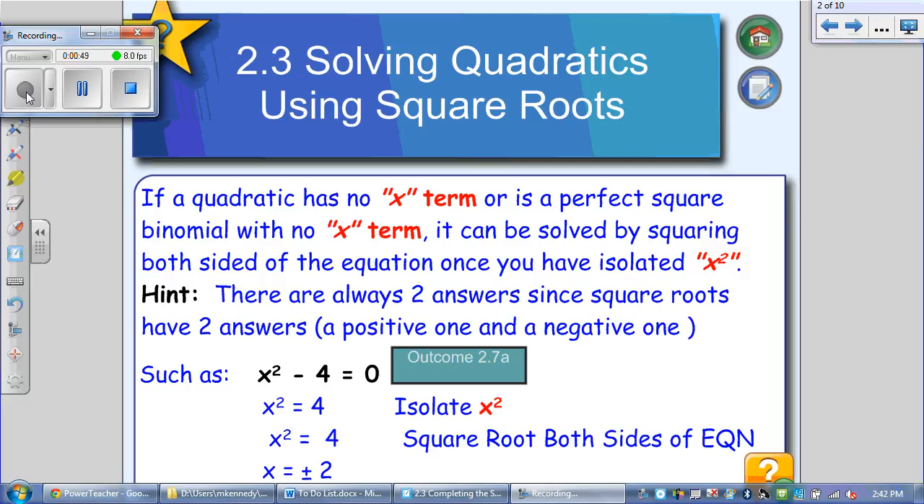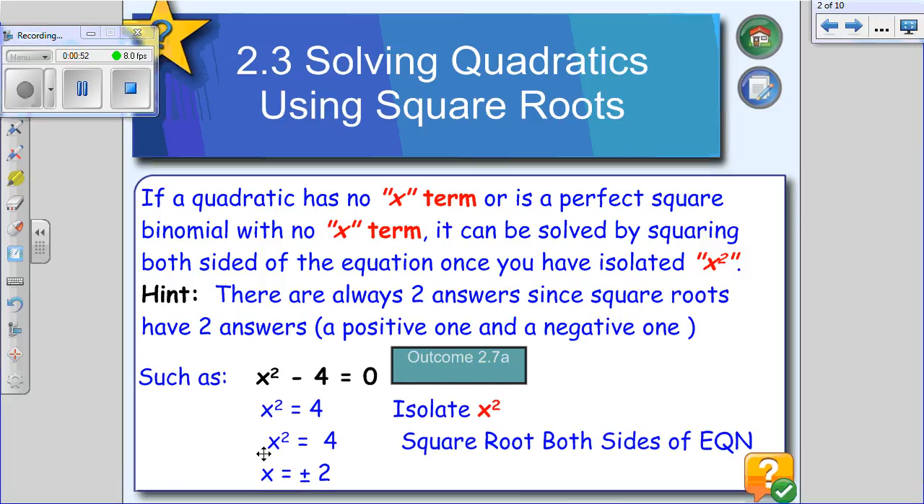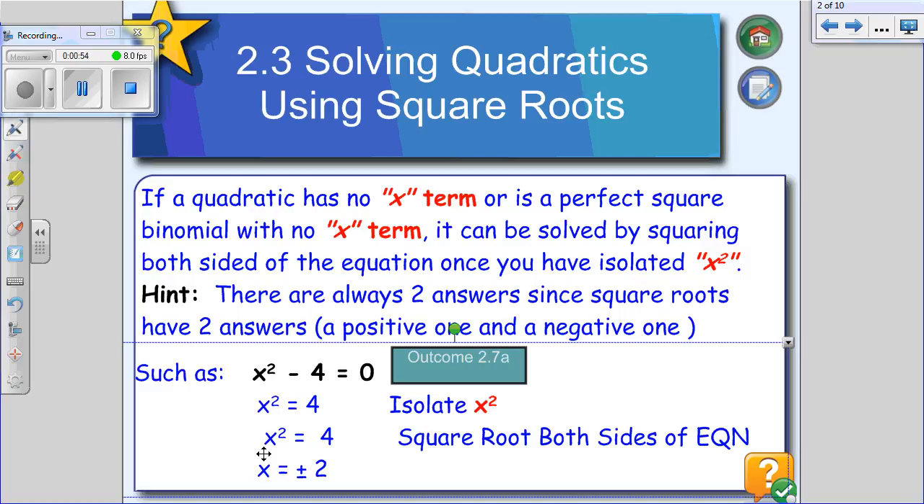Moved everything away from x. To get rid of the square right here, we had to square root it. Those are nice, easy questions. That's your answer. That's easy.